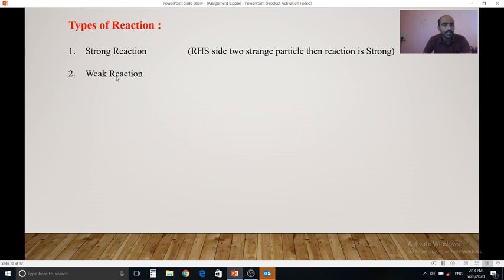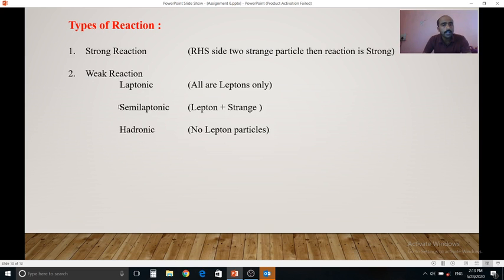The second one is the weak reaction. The weak reaction is divided into 3 types. The first one is leptonic, the second one is semi-leptonic, and the third one is hadronic. How to decide whether a reaction is leptonic? If in the reaction all particles are leptons only, then this reaction is called leptonic.